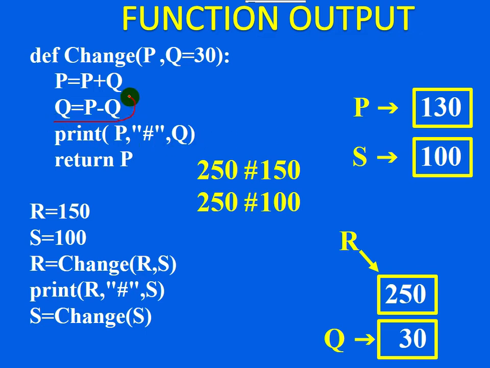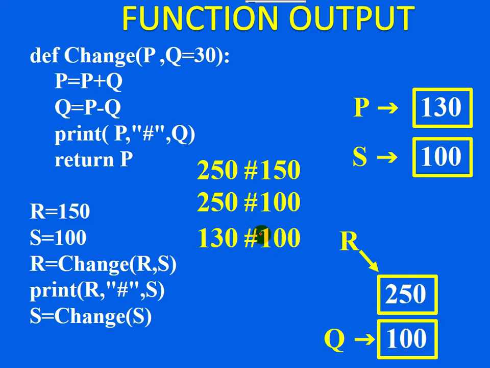Now Q is equal to P minus Q. Again assignment operator, right hand side should be assigned to left hand side. What is P? 130. What is Q? 30. So what is 130 minus 30? 100. So Q is pointing to the integer data 100. You can see Q is pointing to the integer data 100. Now here you get the third line of the answer. P displayed. What is P? 130. Followed by hash, followed by Q. What is Q? 100.